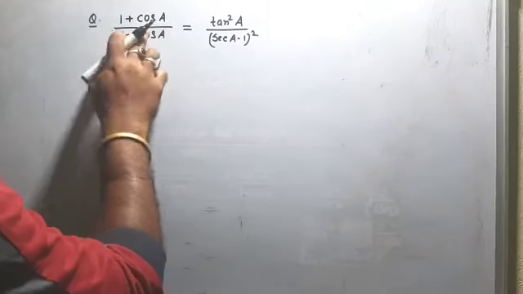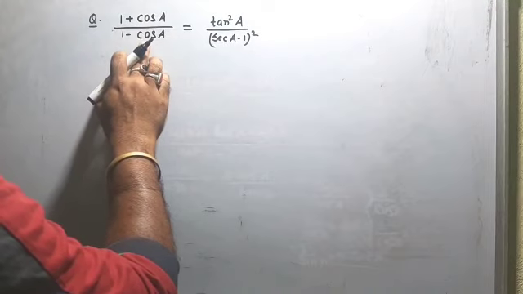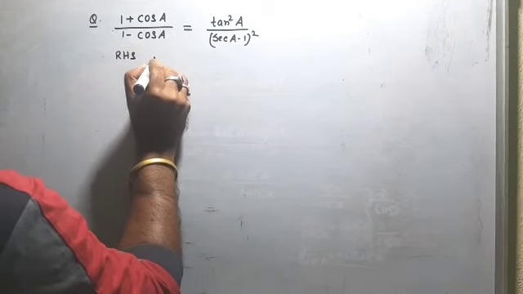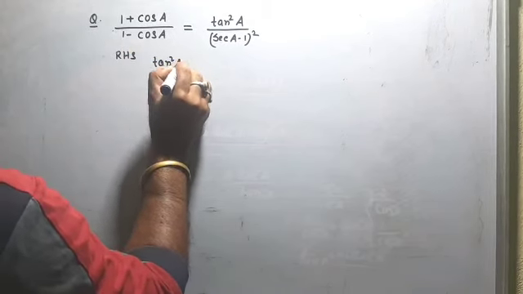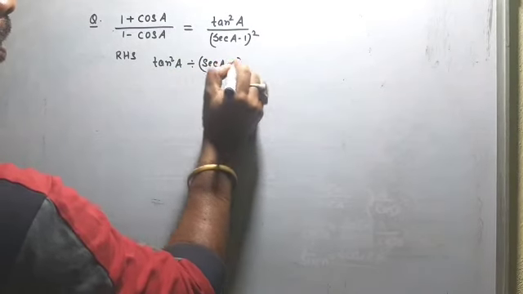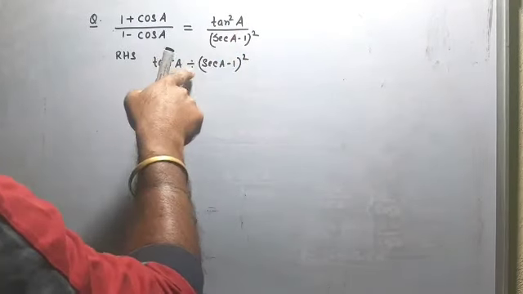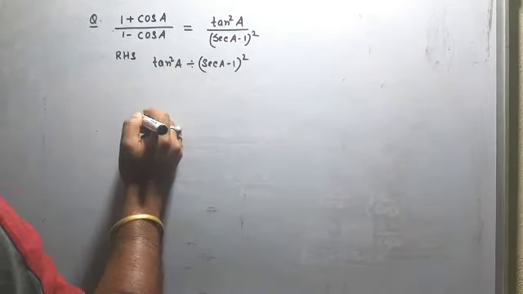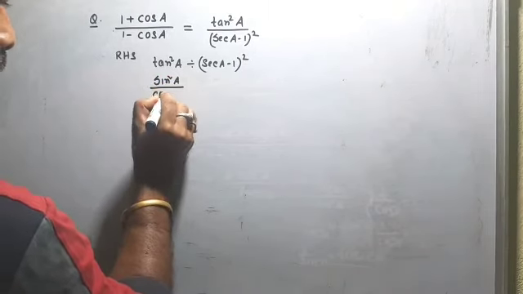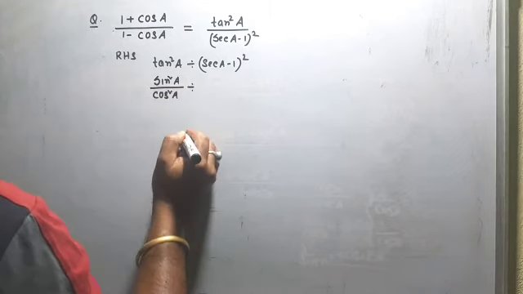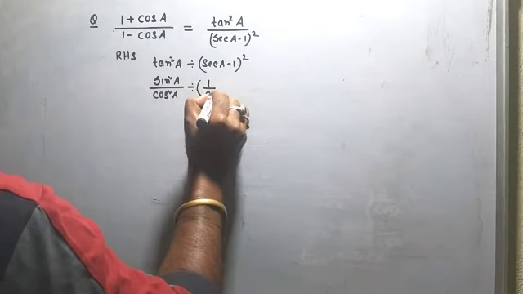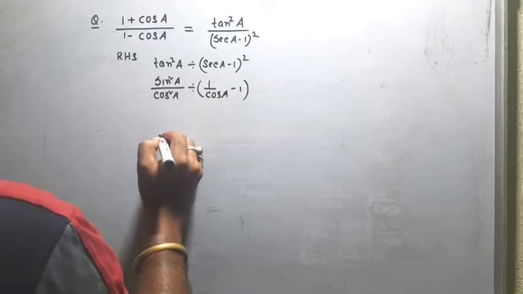So one more question, 1 by cos a, 1 plus cos a by 1 minus cos a, and you have to prove this one. This time I will take RHS. So RHS tan square a by, that means divide, sec a minus 1 whole square. Tan square a divide, so I use divide sign. Tan means what? Tan means sin square a by cos square a, and this is divide sec a minus 1. So sec a I change 1 by cos a minus 1.